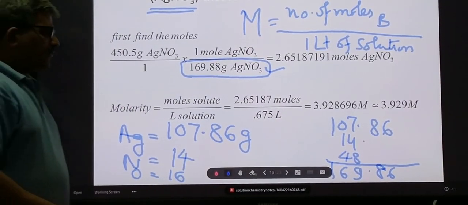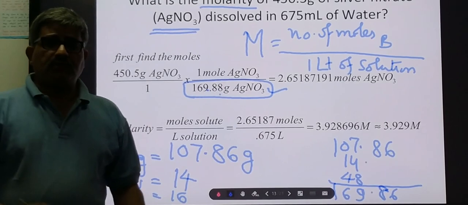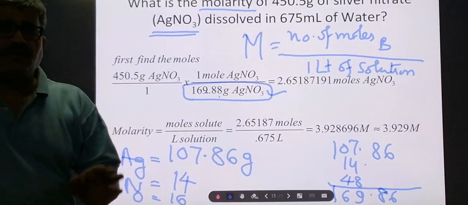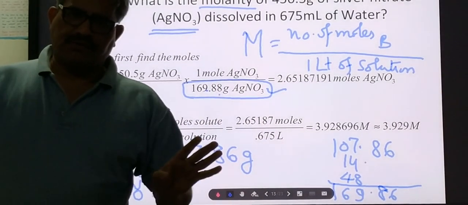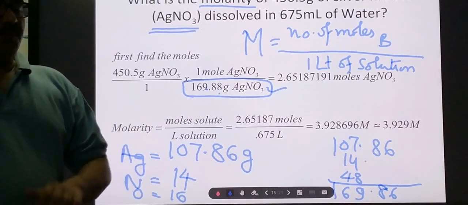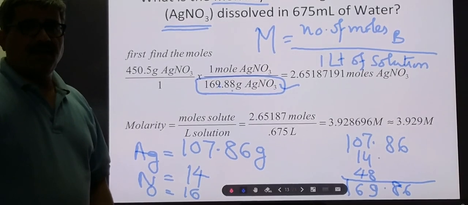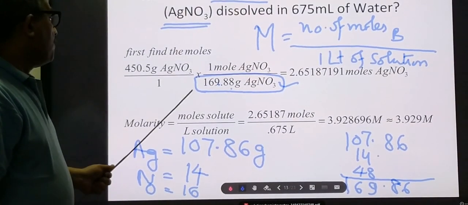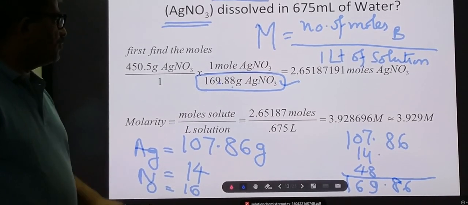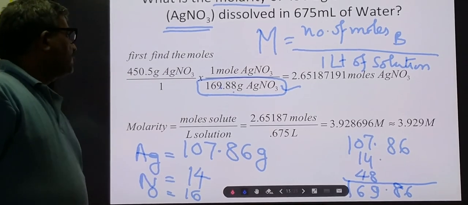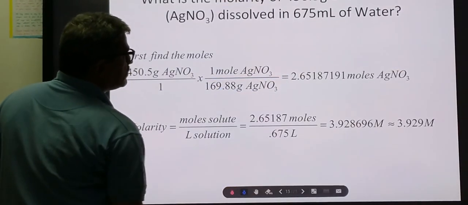Just imagine if 169.88 grams of AgNO3 is present in 1 liter of solution, we directly call it a 1 molar solution. Right? But now the problem is, the quantity of water is decreased, 675 ml, and the weight of AgNO3 dissolved is much more. So you need to find out the number of moles.